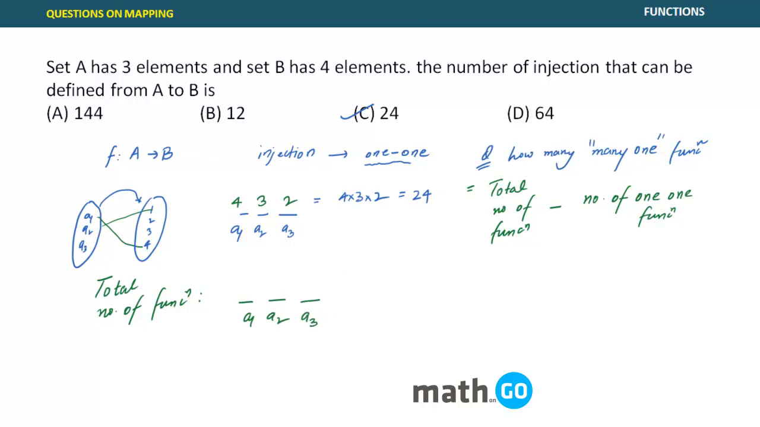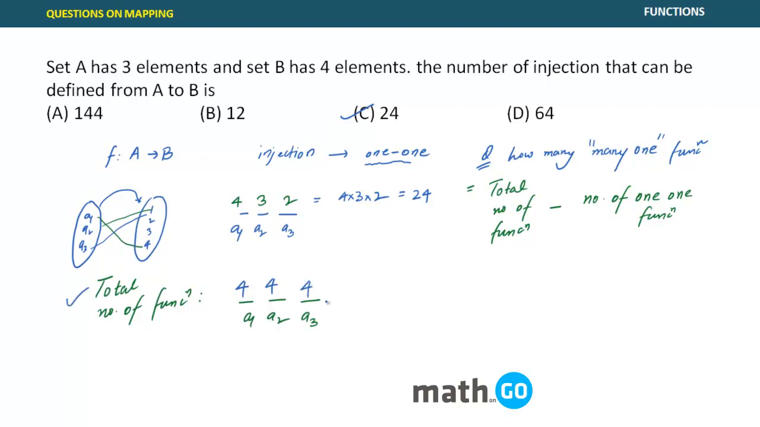And how many options are there for A1 now? A1 can have any 4 of the images. Similarly, A2 can also have any 4. We are not asking you for a one-one function, but we are asking generally how many relations you can draw for a function. It is just that A2 should have an image, and it could be repetitive. So now I can say that A2 has 1, A3 can also have 1. That's not a problem. I'm just finding the total number of functions available.